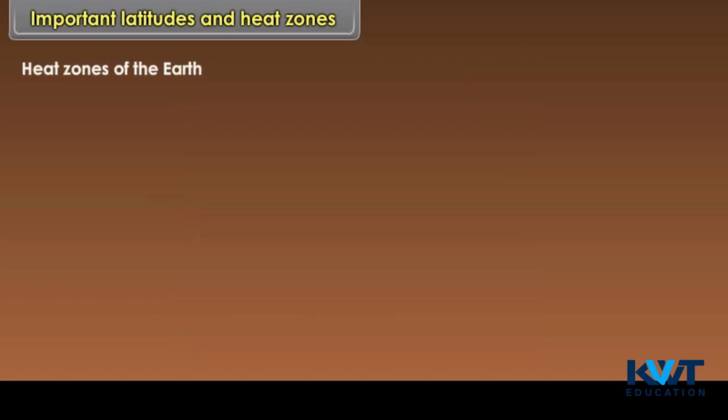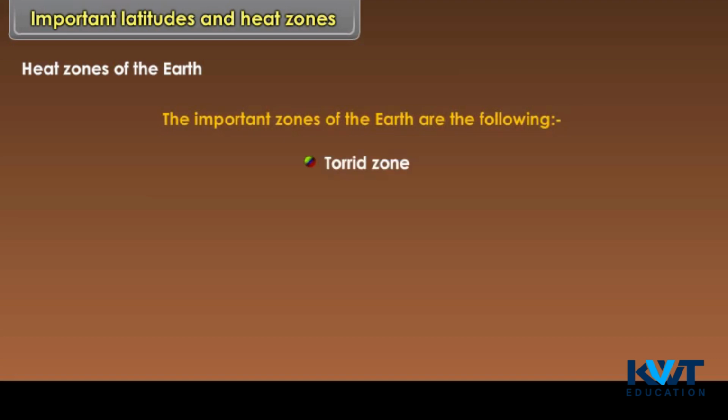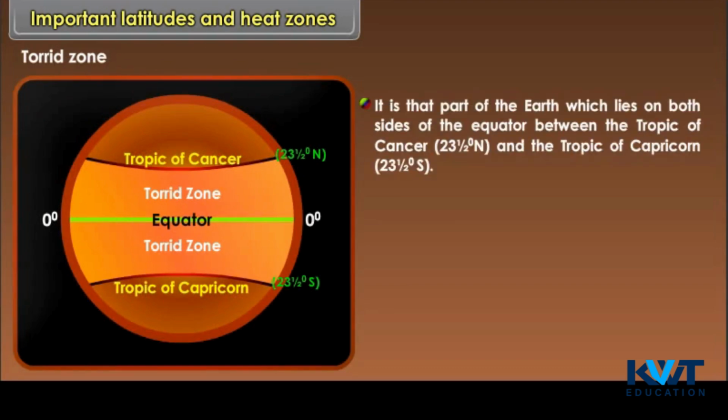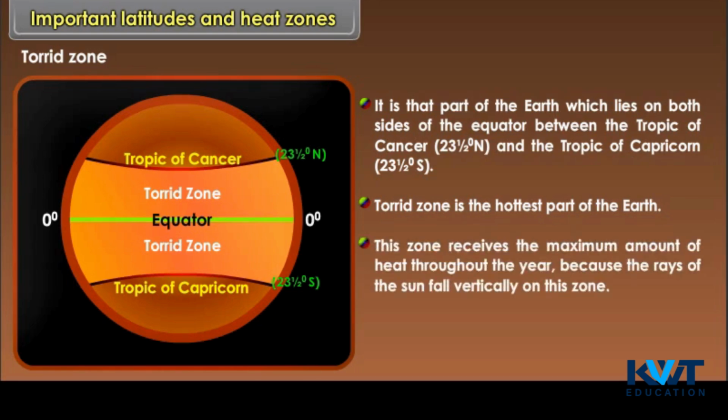Heat zones of the earth. The important zones of the earth are the following: torrid zone, temperate zone, frigid zone. Torrid zone. It is that part of the earth which lies on both sides of the equator between the Tropic of Cancer, 23.5 degree north, and the Tropic of Capricorn, 23.5 degree south. Torrid zone is the hottest part of the earth. This zone receives the maximum amount of heat throughout the year because the rays of the sun fall vertically on this zone.